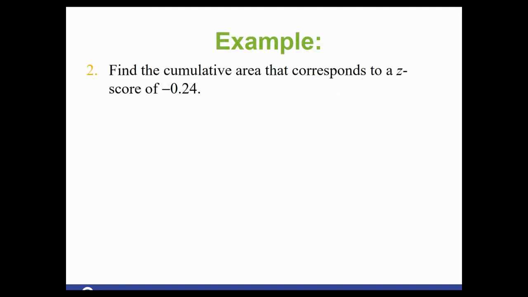Let's try another one. Find the cumulative area that corresponds to a z-score of negative 0.24. Same thing, this one didn't state it. So if it doesn't state it, it's automatically to the left. So make a quick sketch. Since our z-score is negative, our line would be to the left of our hump. You'll notice that I don't make a full number scale underneath. You can if you want to, you do not have to. These are truly quick little sketches just so I can see that you know where you're looking for that area.